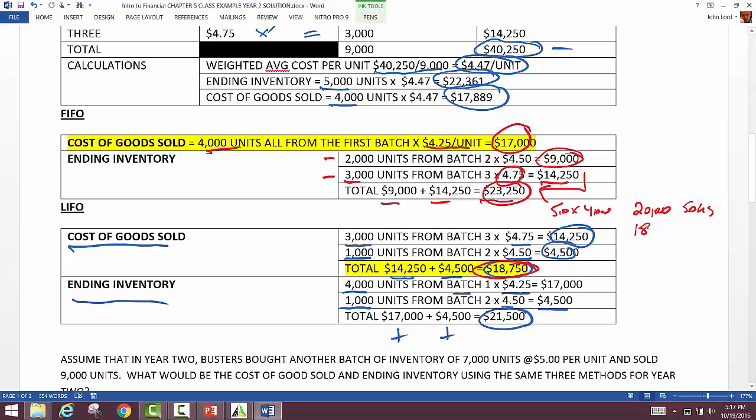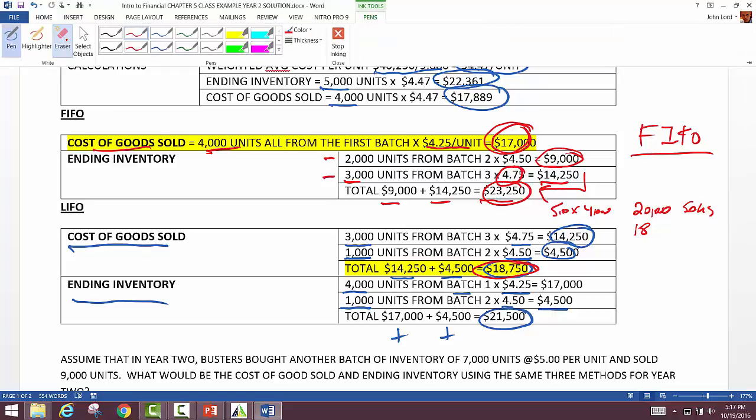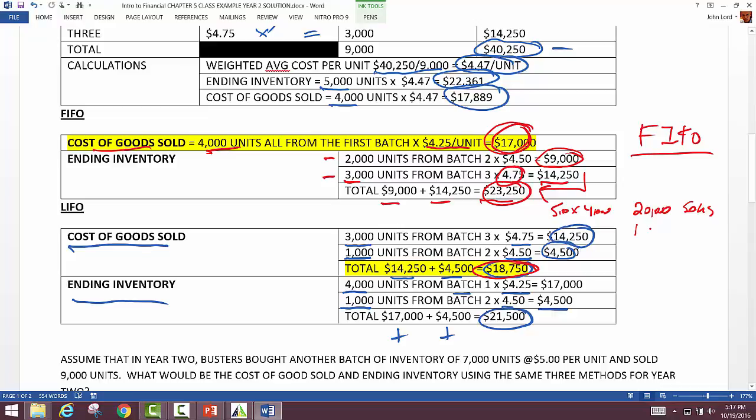Oh, sorry. Jump down to LIFO. What are we doing here? LIFO, thank you for paying attention. The FIFO cost of goods sold is how much? 17,000. That is my cost of goods sold. So what do I call this difference? Good. That difference is gross profit. My gross profit is $3,000 using FIFO, right?